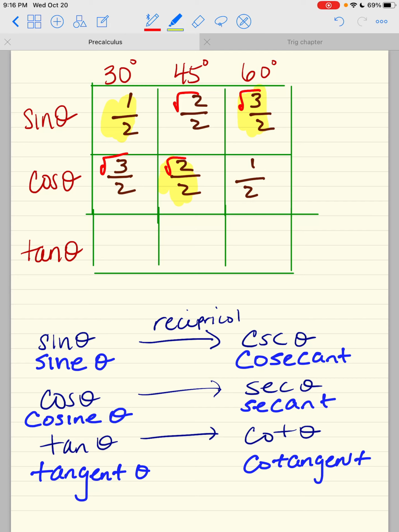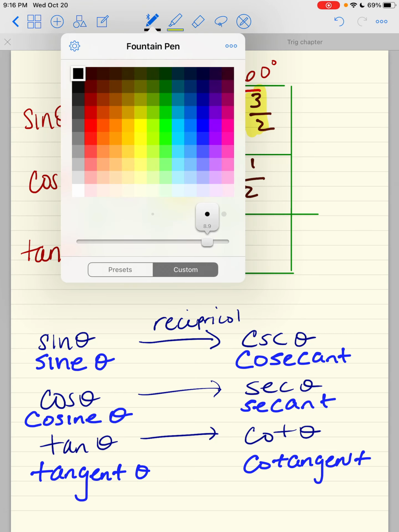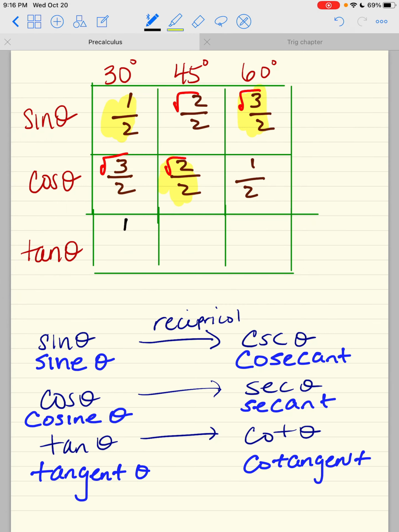How do we get tangent? Well, to get tangent, you're going to have to divide sine divided by cosine. So you go 1/2 divided by rad 3 over 2. Guess what, everyone? The 2's cancel out. So basically, I'm going to have to erase this. Basically, you get 1 over rad 3.